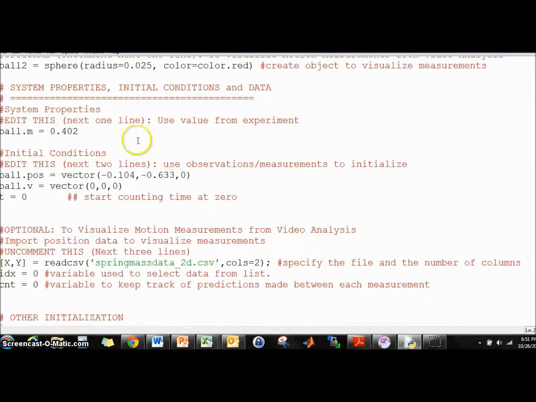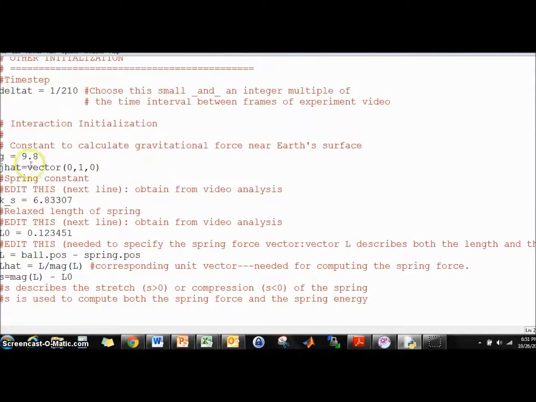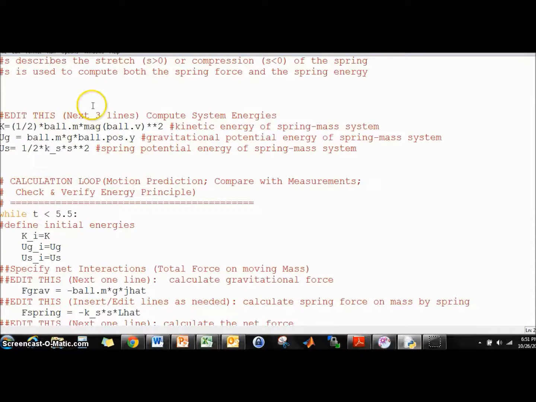Most of the things here are simple initializations, as I've initialized the mass here. I've initialized all the values that we just calculated, ks, l naught. But here's where I've had some important lines of code. I've calculated the kinetic energy of the ball by using the formula 1/2 mass times velocity squared. I've calculated the gravitational potential energy using the mass times the gravitational constant for Earth times the ball's position. The spring potential energy, which is 1/2 the spring constant of the spring times s squared.